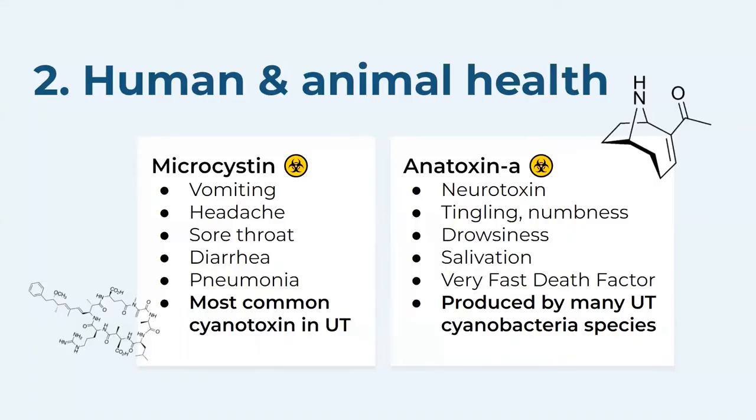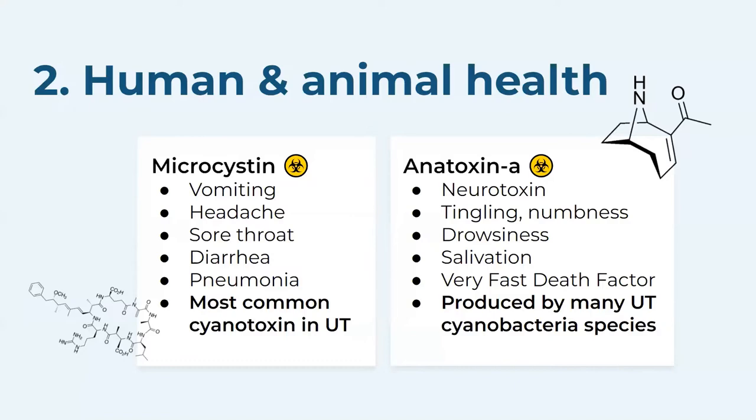On this slide, I've listed two of the toxins we commonly see in Utah waters, just to give you a little bit of background. Microcystin is the toxin we most frequently encounter being produced by Utah cyanobacteria species, and it's a hepatotoxin, so it actually targets the liver. And so it can result in effects from vomiting to headaches to sore throats to pneumonia. And again, most common toxin we see.